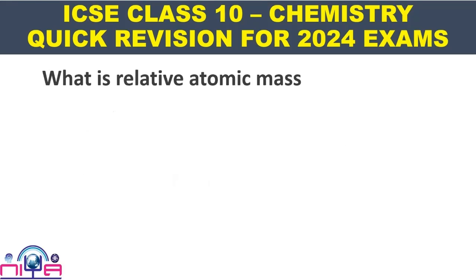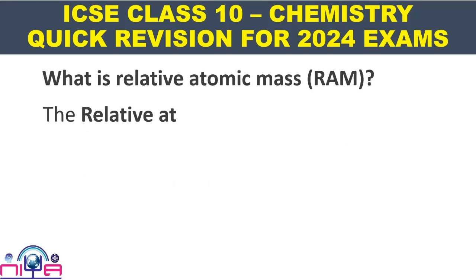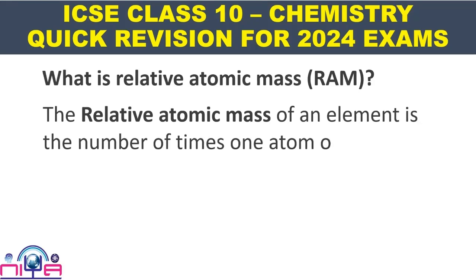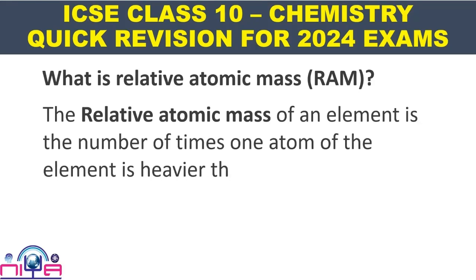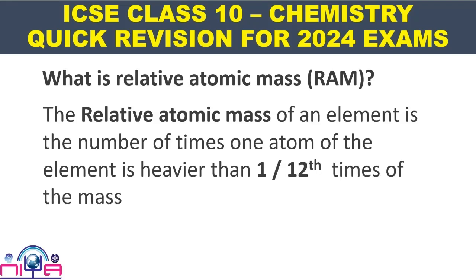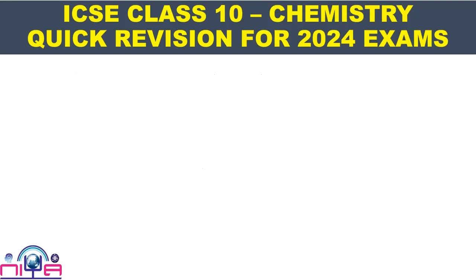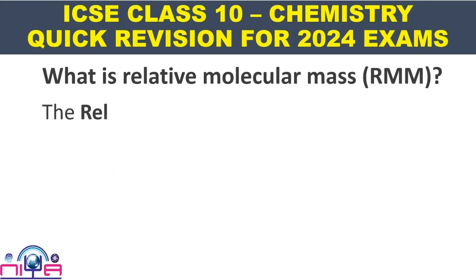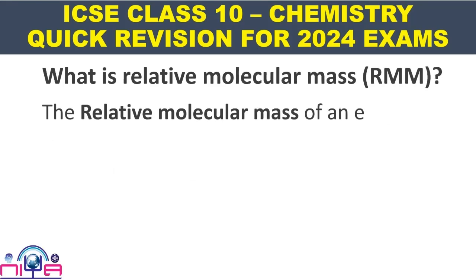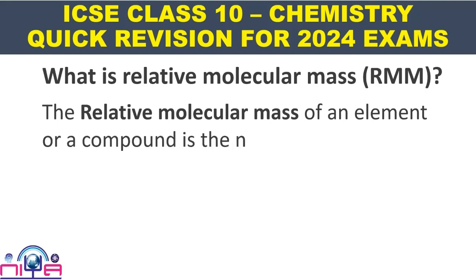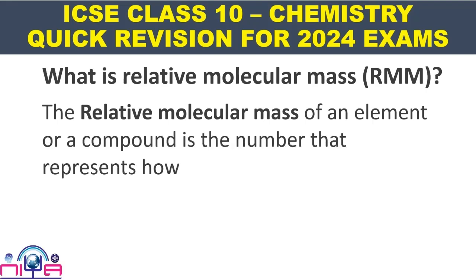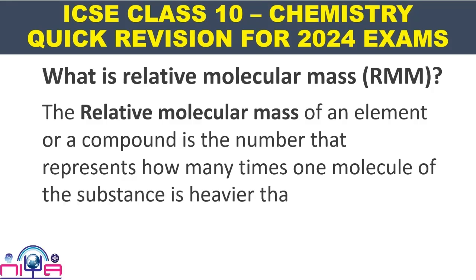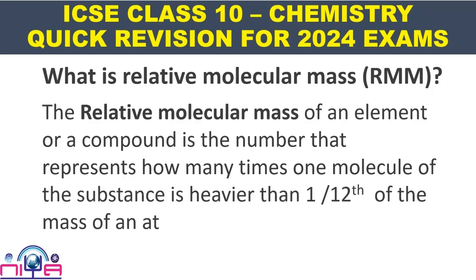What is relative atomic mass? The relative atomic mass of an element is the number of times one atom of the element is heavier than 1/12 times of the mass of an atom of carbon-12. What is relative molecular mass? The relative molecular mass of an element or a compound is the number that represents how many times one molecule of the substance is heavier than 1/12th of the mass of an atom of carbon-12.